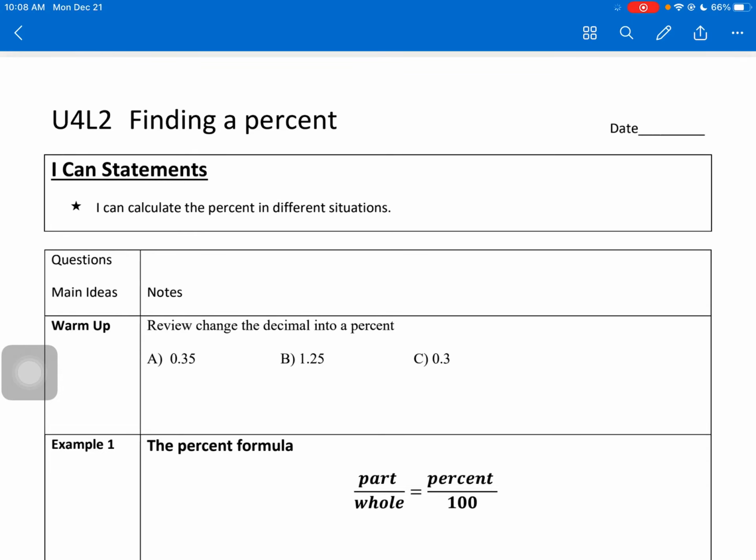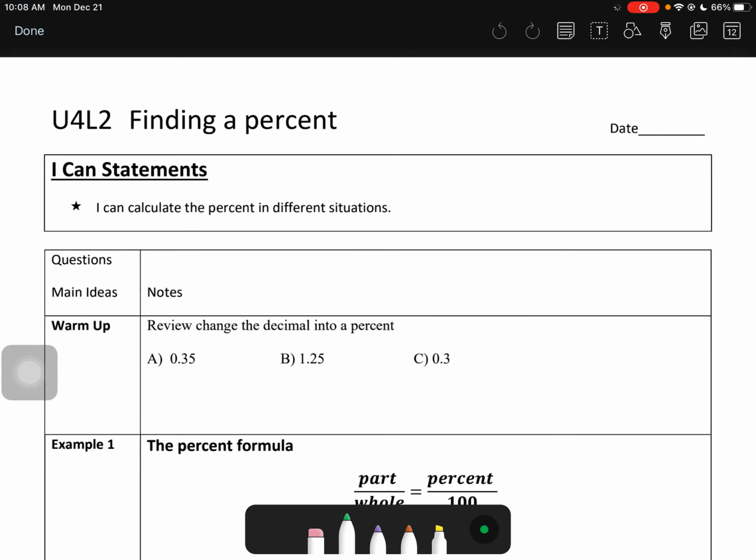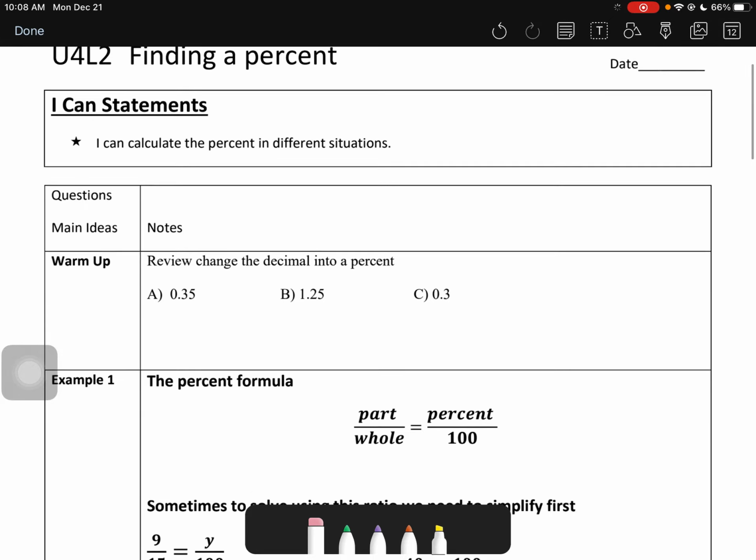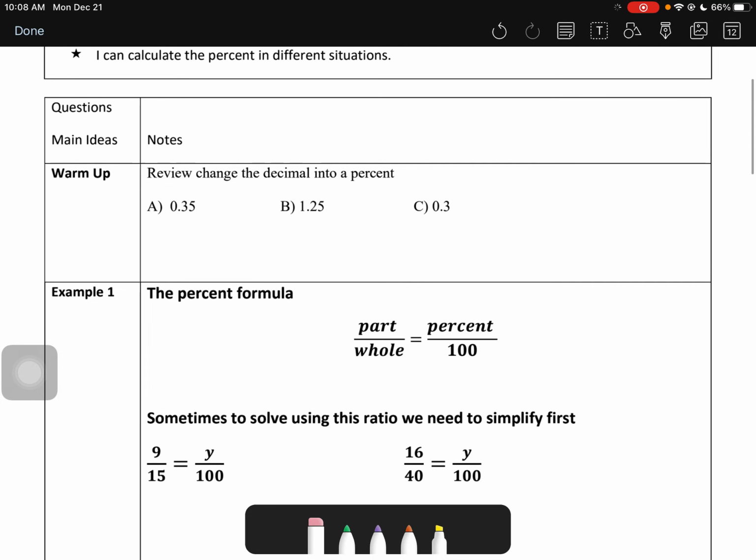In this lesson, we are going to be finding percents. So let's review what we did with changing a percent to a decimal, or a decimal into a percent. So remember that we moved the decimal 2 places to the right and we add the percent sign.